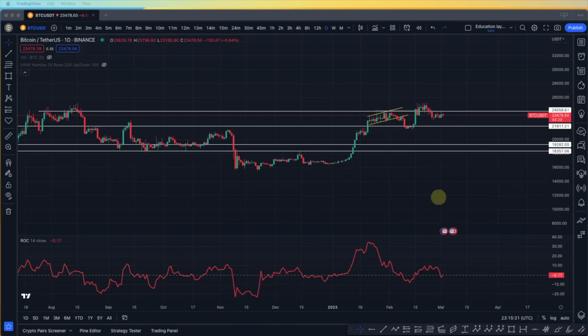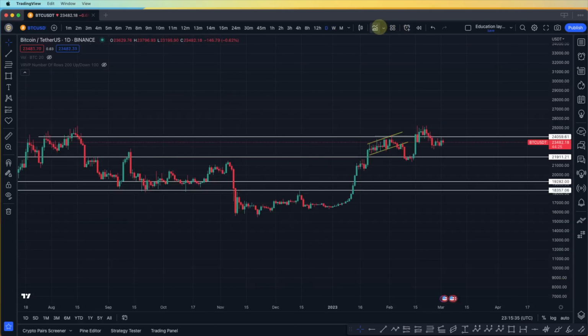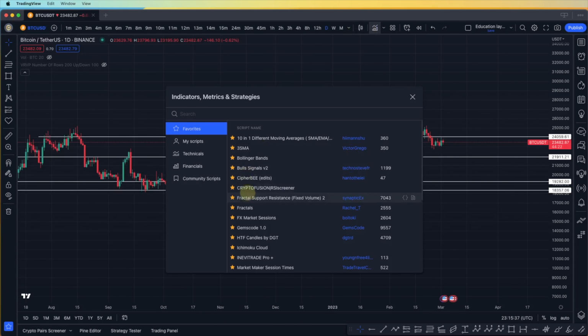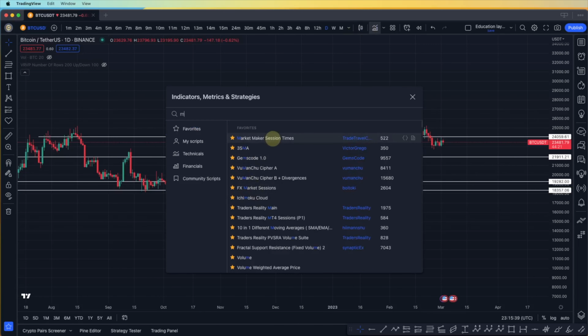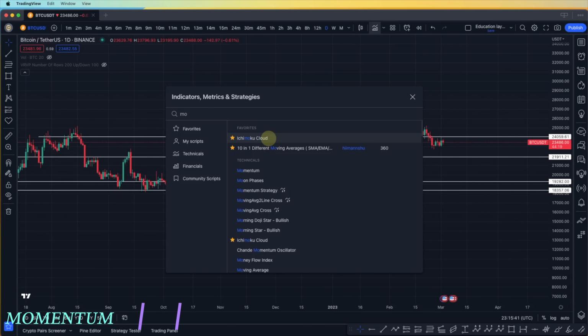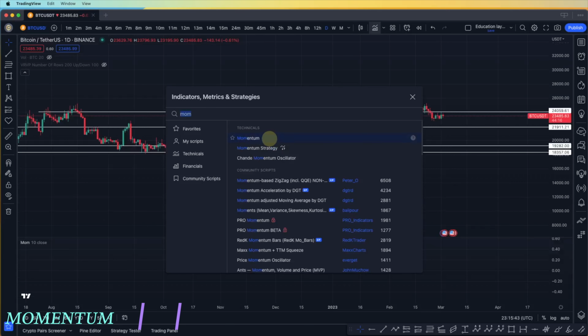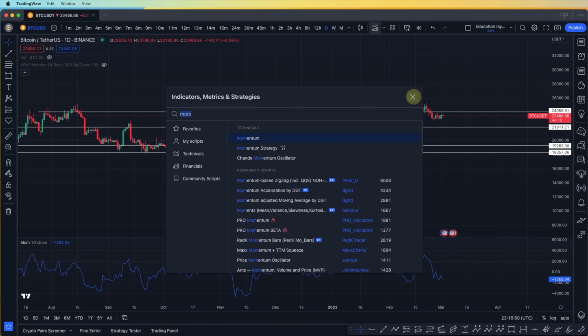First, we're going to go to the indicators and oscillators and apply the momentum. Just write MOM or momentum on the oscillator and indicator.